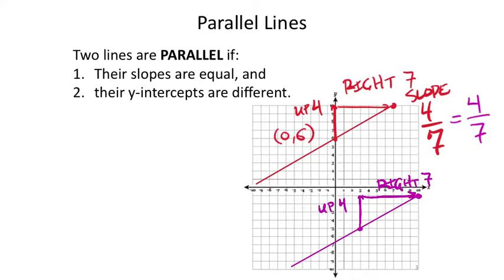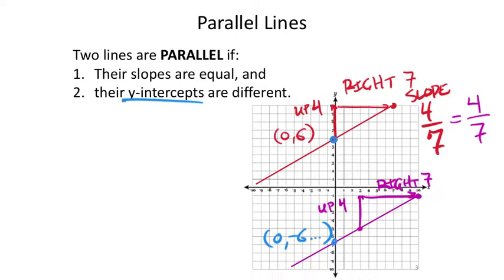But again, what does that mean about the y-intercepts? Well, they're different, right? This one has a y-intercept of 0.6. This one has a y-intercept of 0 and negative 6 point something. Okay? As long as they're different, then we know we have different lines. If by chance we have the same y-intercept with the same slope, then it'd be like drawing this red line and then drawing a purple line directly over it. It's just the same line, okay?